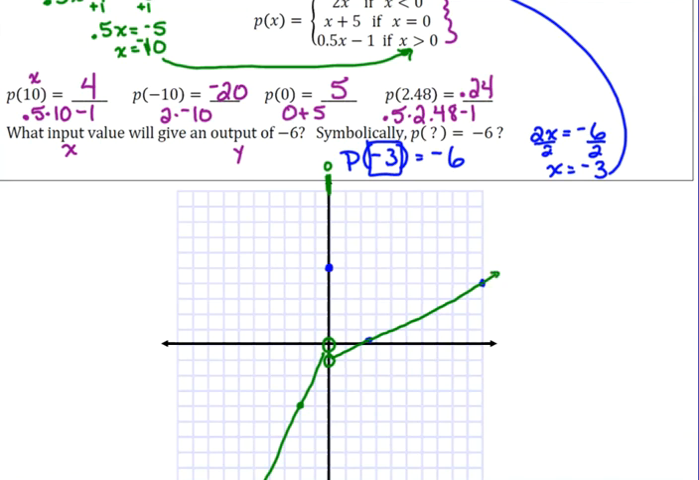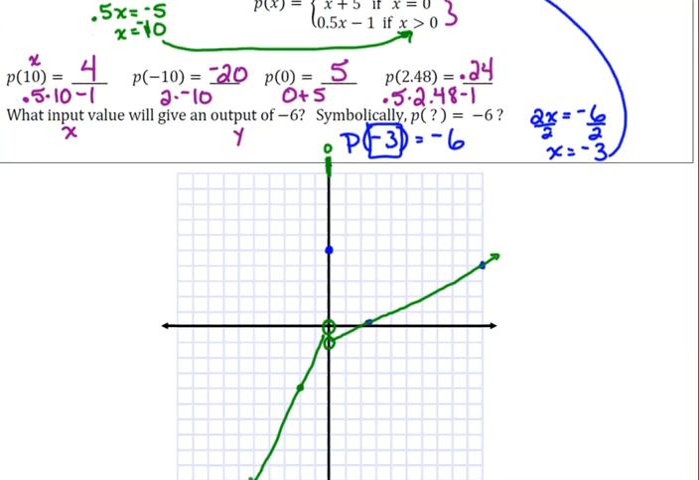Now, if I didn't have those 2 points, then I would just plug in some numbers. Plug in 1, plug in 2, plug in something to the right of 0, and then connect your open circle, your starting point, to that other point that you've produced.